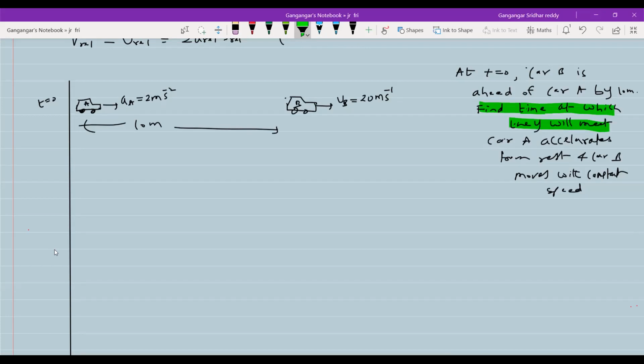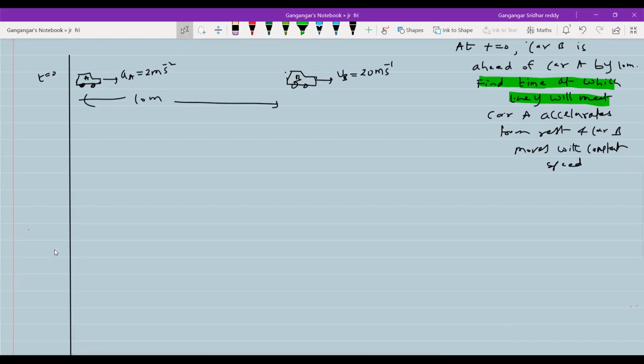Let's see what length of the road the car A should move to catch that car B. Directly I'll go for the formula here. What is the formula? SAB. You do have plenty of numericals based on this.